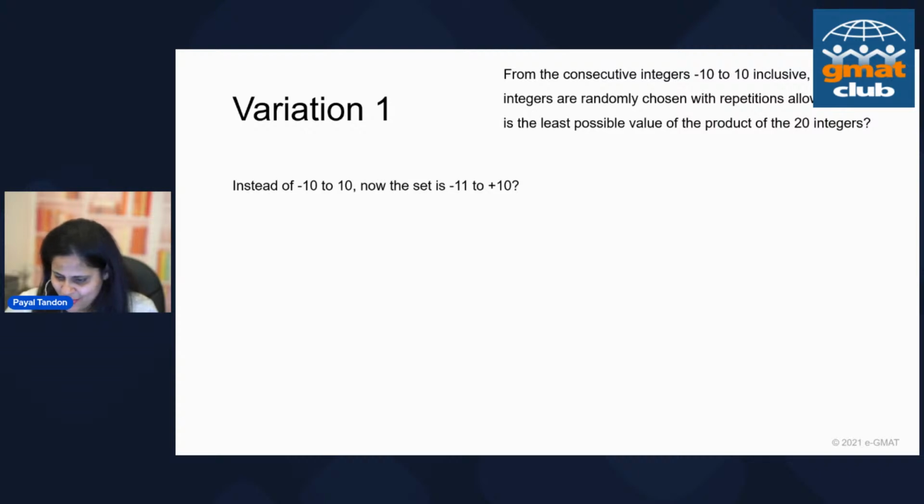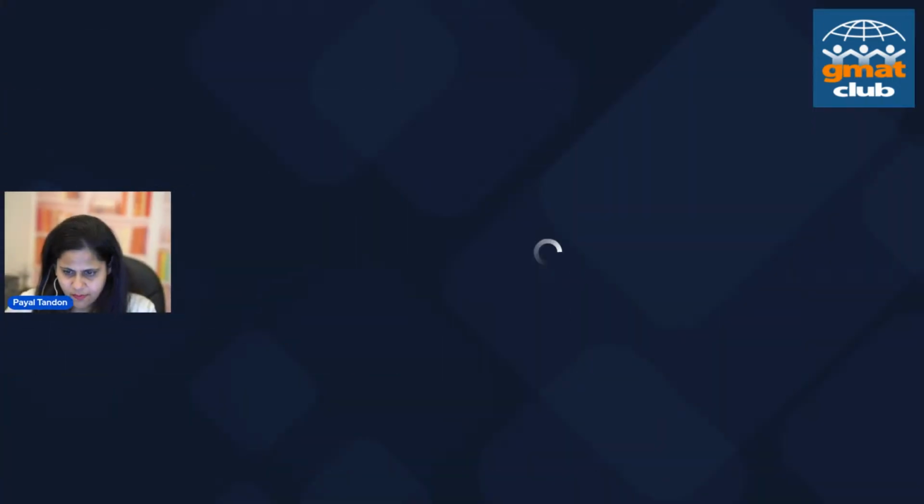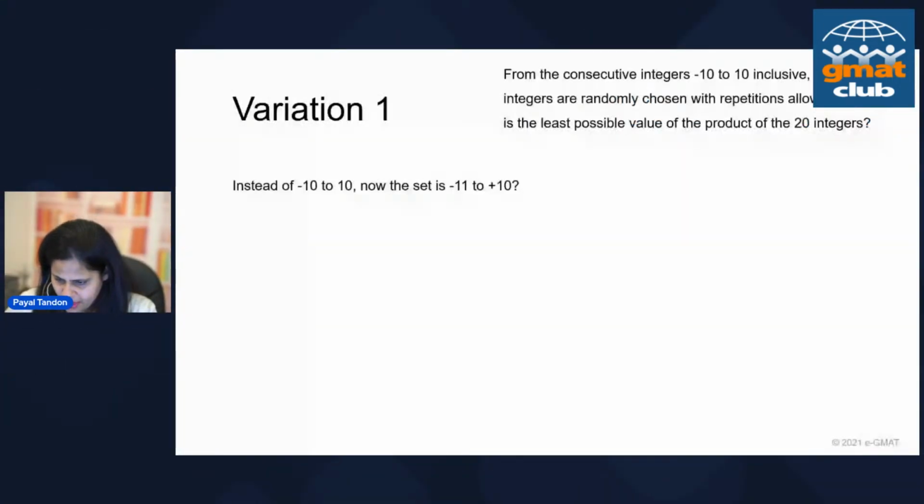Okay, I'm going to move on to the next variation. Variation number 2. What's going on? Why is it not moving? Hold on. Let me just stop sharing. It just gets stuck sometimes.